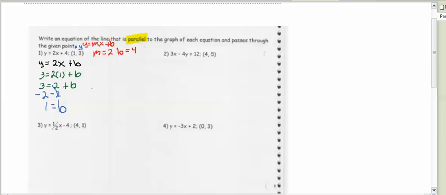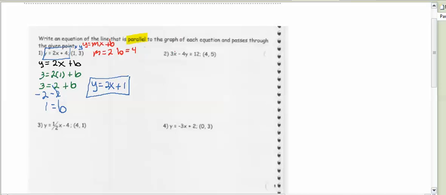So now I have my new equation. My slope is 2, because that's the same slope as the original problem. I'm making it parallel. 2x, plus 1. That is an equation of a line that is parallel to this line, because we have the same slope and different y-intercepts.